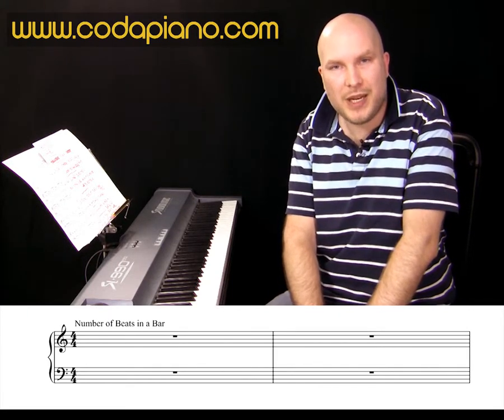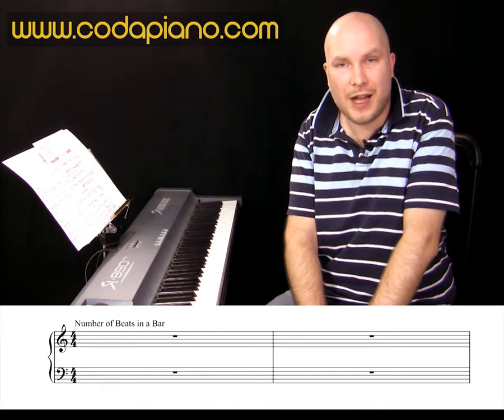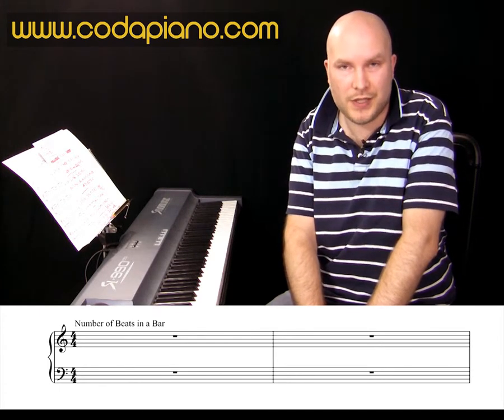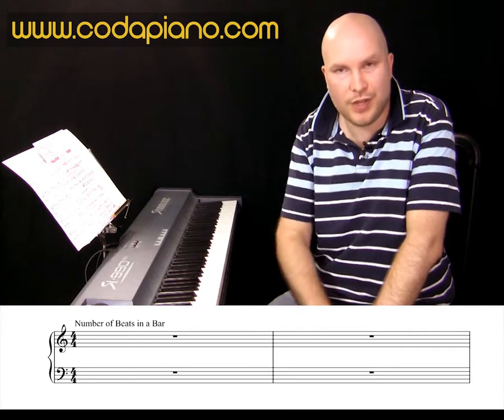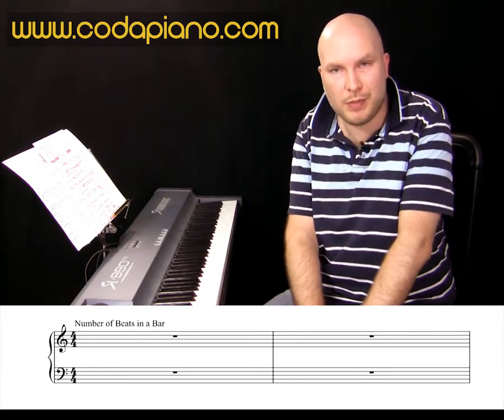That tells us how many beats per bar. That's the most succinct way to say it. If anyone says, what does the top number in a time signature mean? The answer is how many beats per bar that we have in that piece of music. So that's pretty straightforward. If the top number says 4, we have 4 beats per bar. If the top number says 3, we have 3 beats per bar.